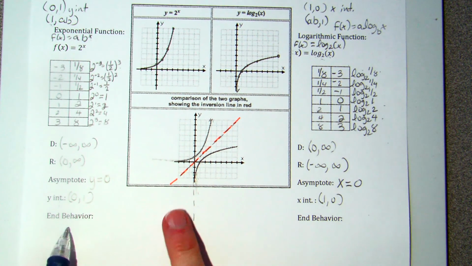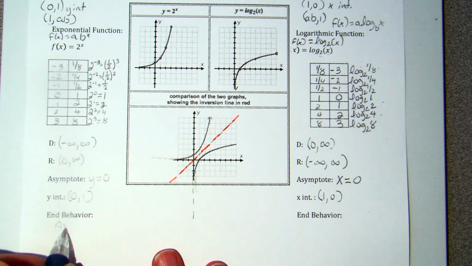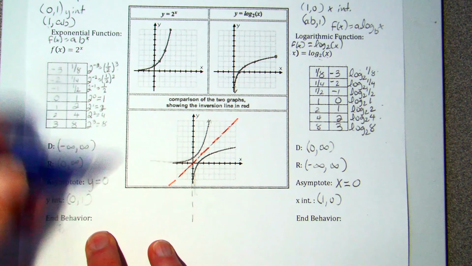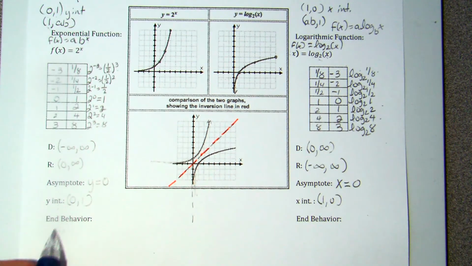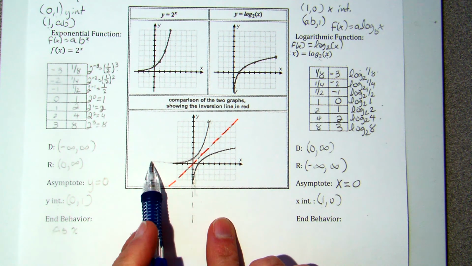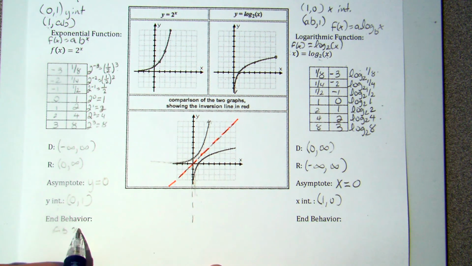The end behavior of your exponential function, we're talking as x approaches something, as far left as we can go and as far right as we can go. So, as x approaches, let's go left. Does x approach negative infinity in an exponential function? It does. As x approaches negative infinity, what does f of x approach?